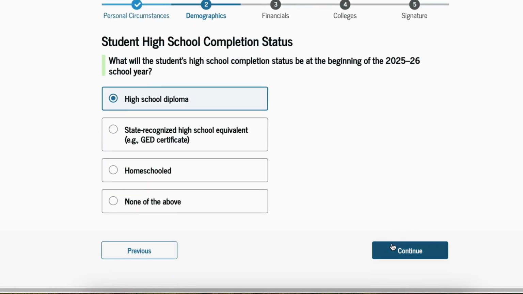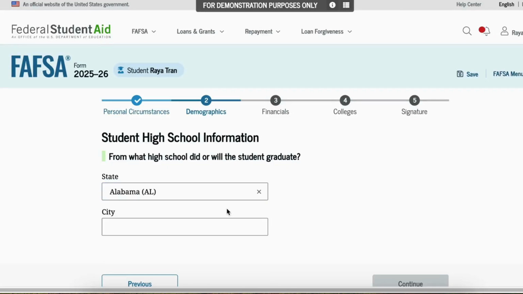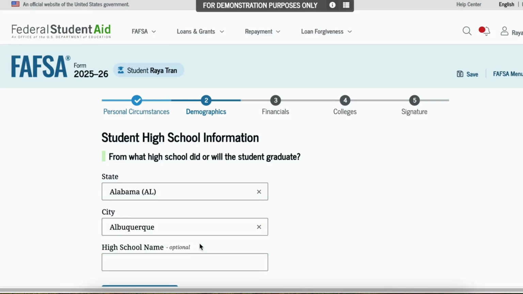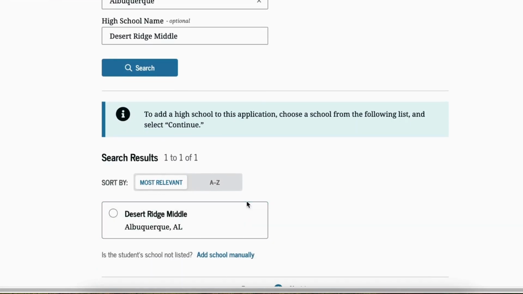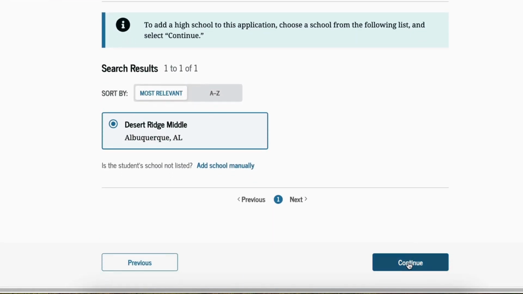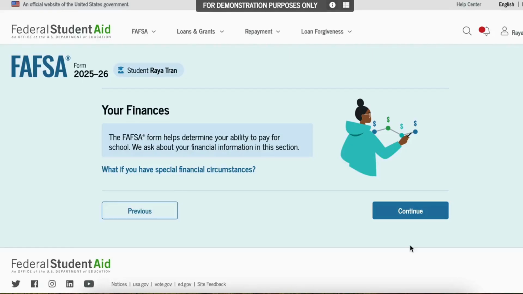Your high school completion status as of the beginning of the 25-26 school year, which will be a high school diploma. What school you graduated from. I'm just going to pick a random school. That will obviously be Round Lake High School, though.